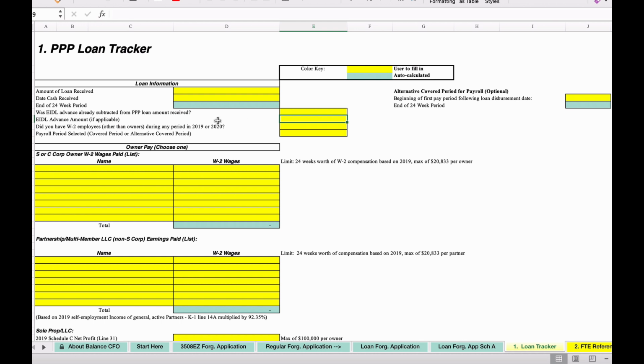Okay. So did you have W-2 employees other than owners during the period? This is for those of you who are just owners and you don't have any employees. Obviously you'd say no. Or even if you're an S-Corp owner without employees, even though you technically are an employee, because this says other than owners, you would say no. If you did have employees, you would say yes, okay?